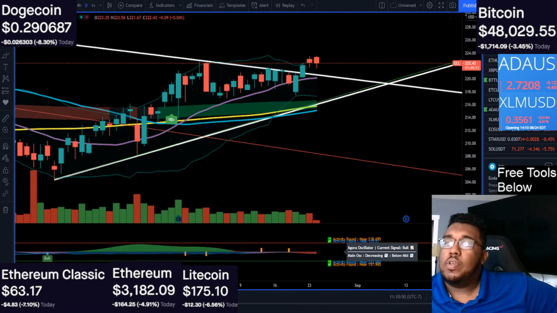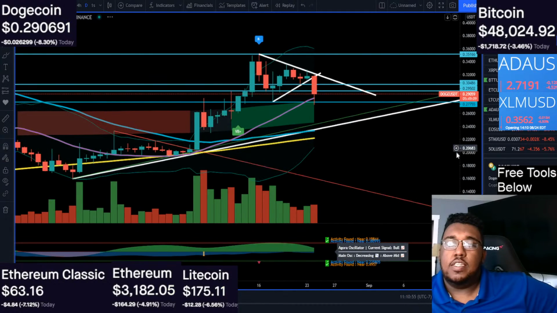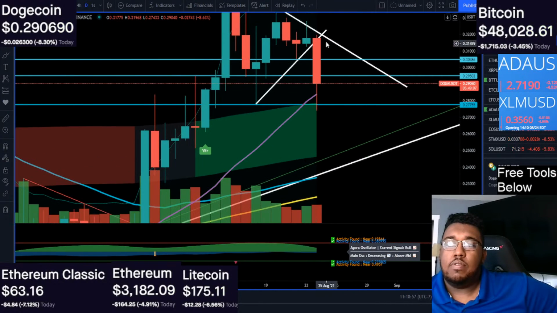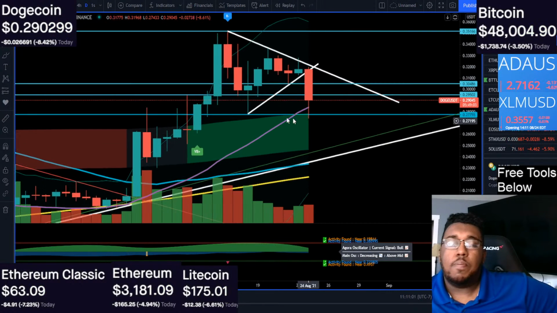I'll go back over here to Doge. And you can see on the day chart, Dogecoin having a big breakdown here, right? We've been watching that trend line. As soon as it broke down, it's been coming down pretty hard.